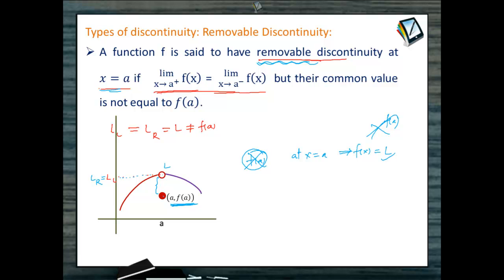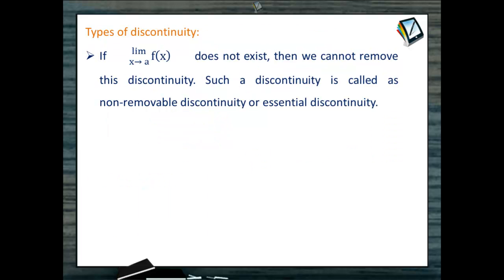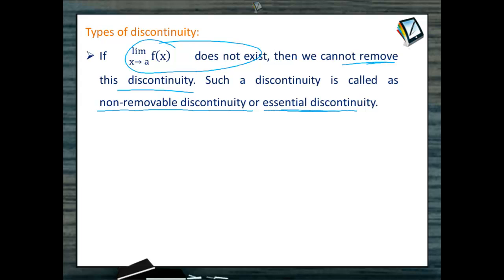Is the idea clear? So when do we say a function has a removable discontinuity? Of those discontinuities which arise because the limit exists but the limit value is not equal to the functional value, such a discontinuity is called a removable discontinuity. It can be removed. Now what about the opposite case? A non-removable discontinuity. There is a discontinuity but it cannot be removed. When is it possible? If the limit itself does not exist, then we cannot remove such a discontinuity, and such a discontinuity is called a non-removable discontinuity, or we say essential discontinuity.